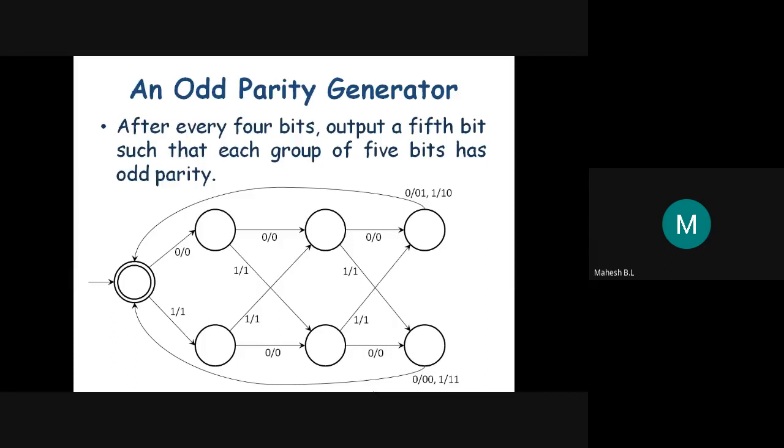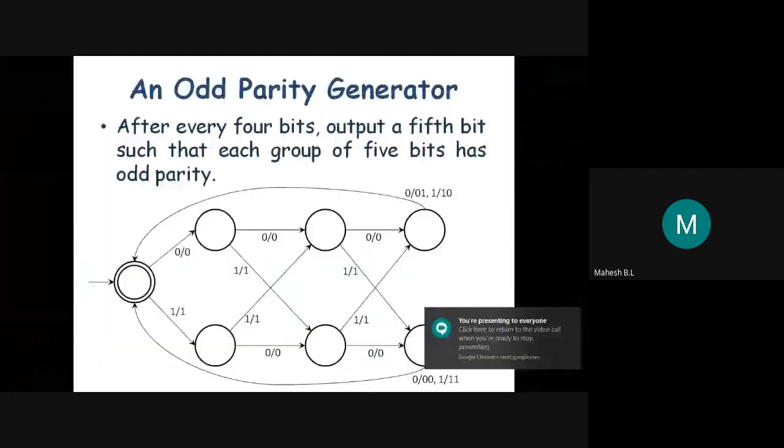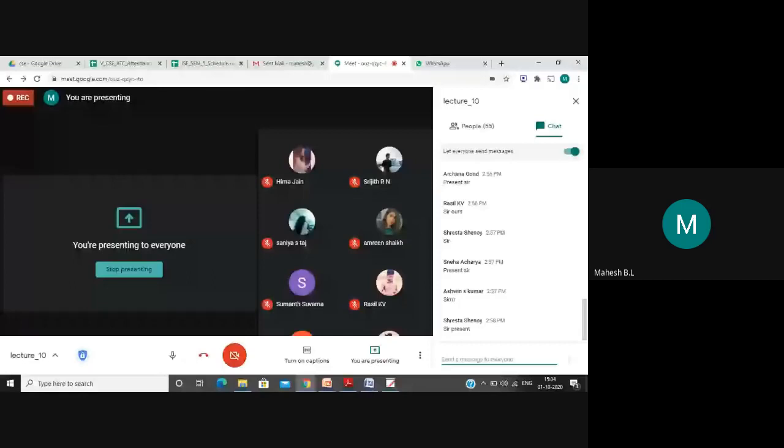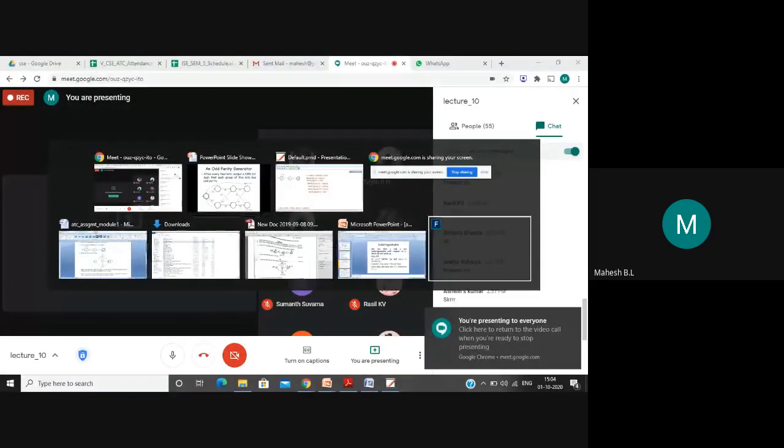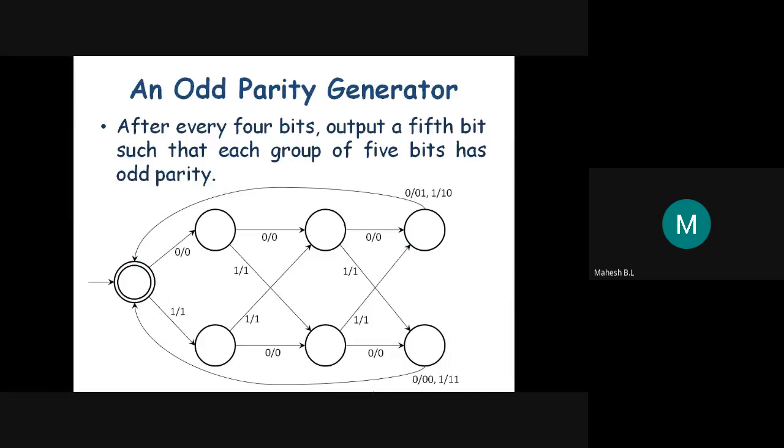What is the parity of the input? The parity of the input is odd parity. Once again, parity is odd because we have 3 ones followed by a 0. So the fifth bit must also be 0 to keep the parity odd. So the output is 1, 1, 1, then 0, 0. So 1, 1, 1, 0 is the input, and the output is 1, 1, 1, 0, 0. The output is of odd parity.